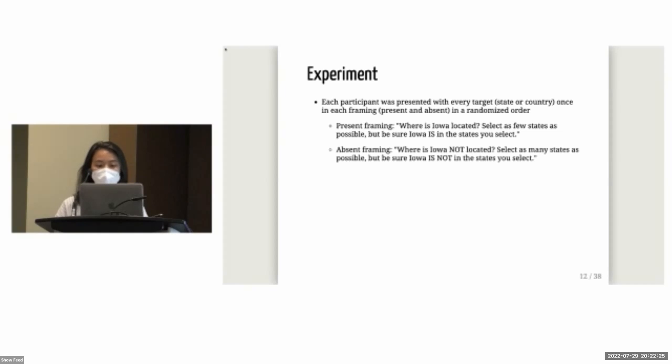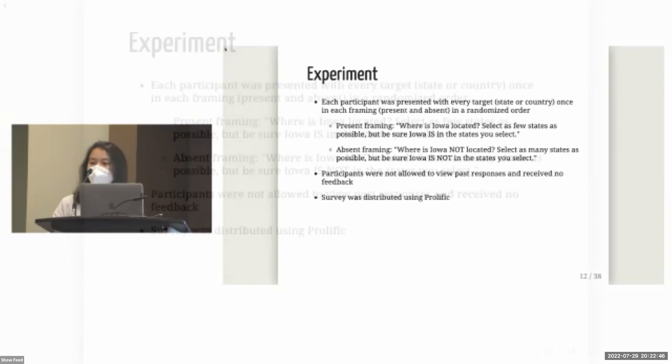In the present framing, they were asked, where is Iowa located? Select as few states as possible, but be sure that Iowa is in the states that you select. And in the absent framing, where is Iowa not located? Select as many states as possible, but be sure Iowa is not in the states that you select. In both of these framings, participants were not allowed to view past responses, and they also received no feedback. And the survey was distributed on Prolific.